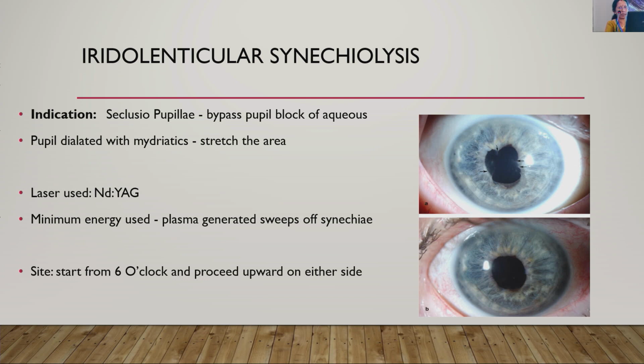In iridolenticular synechiolysis, where the indication is occlusio pupillae to bypass the pupillary block of aqueous, the pupil for this procedure is tried to be dilated with mydriatics. Even though it may not dilate, it will stretch the area, hence the procedure can be easily done. The laser used is ND-YAG laser with minimum energy. The plasma generated will sweep off the synechiae. Always start the procedure from 6 o'clock and then proceed upward on either side.